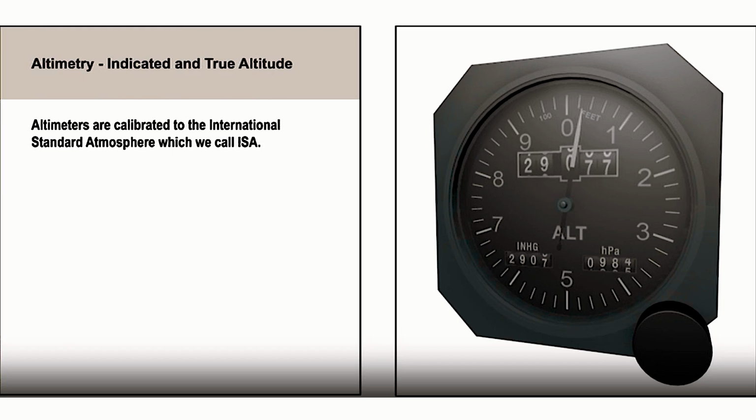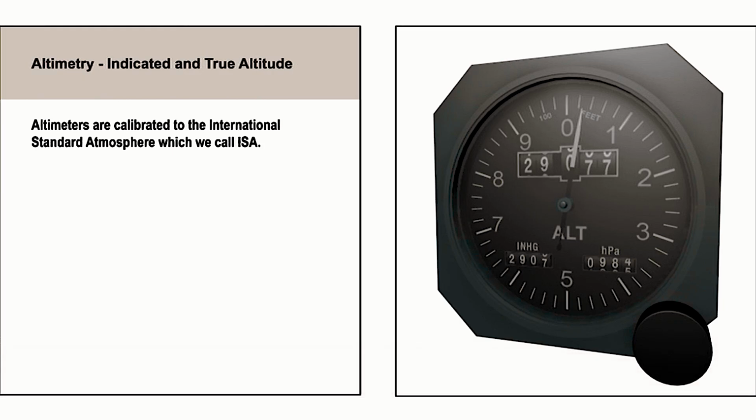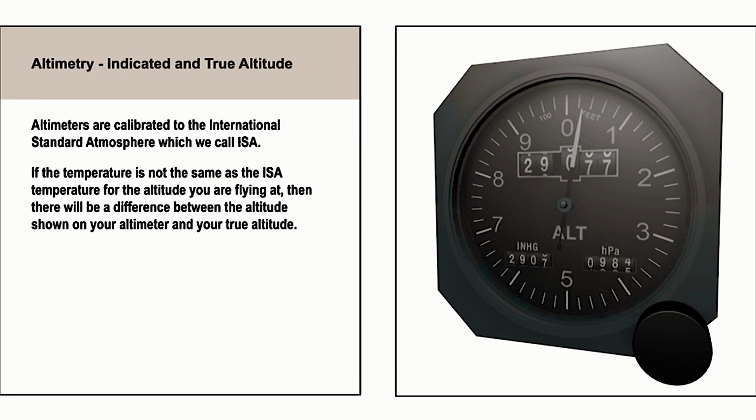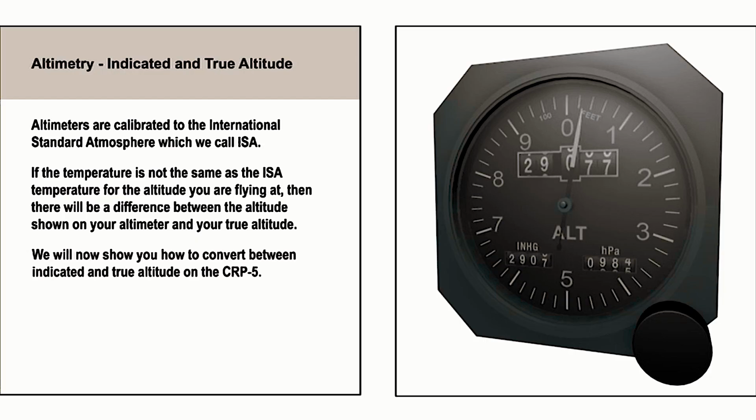Altimeters are calibrated to the International Standard Atmosphere, which we call ISA. If the temperature is not the same as the ISA temperature for the altitude you are flying at, then there will be a difference between the altitude shown on your altimeter and your true altitude. We will now show you how to convert between indicated and true altitude on the CRP-5.